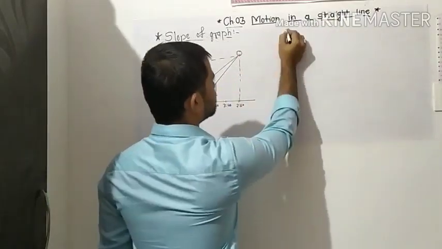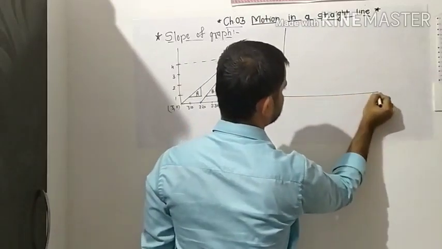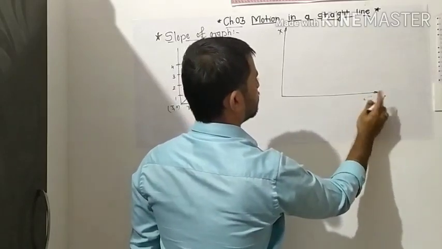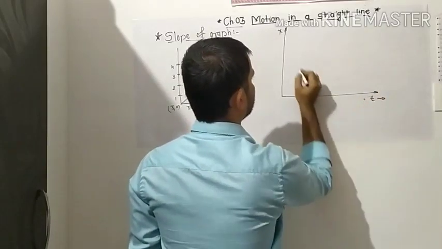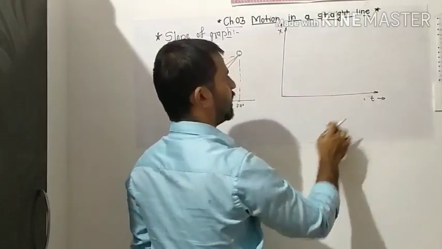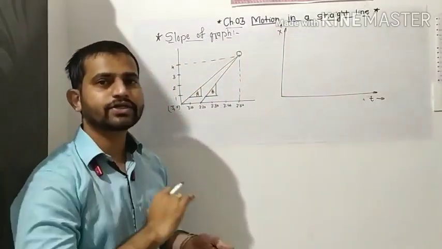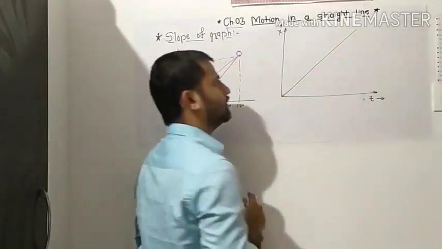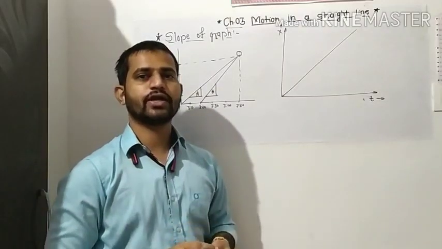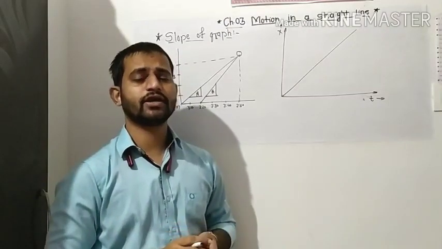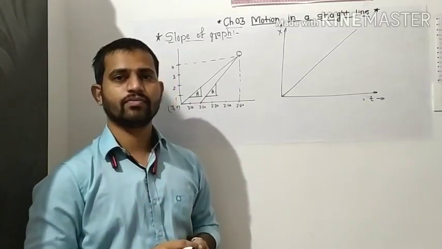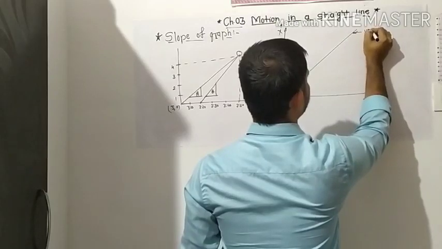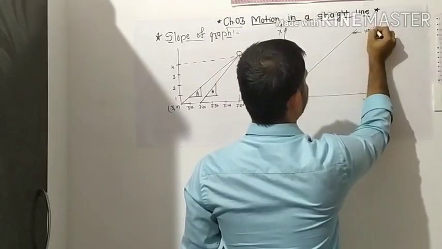We will draw the x-t graph. This is x and this is t. This is the displacement and this is the time. If we get one straight line graph, then this straight line graph indicates which quantity? Remember, a straight line graph indicates uniform motion, or the uniform velocity.